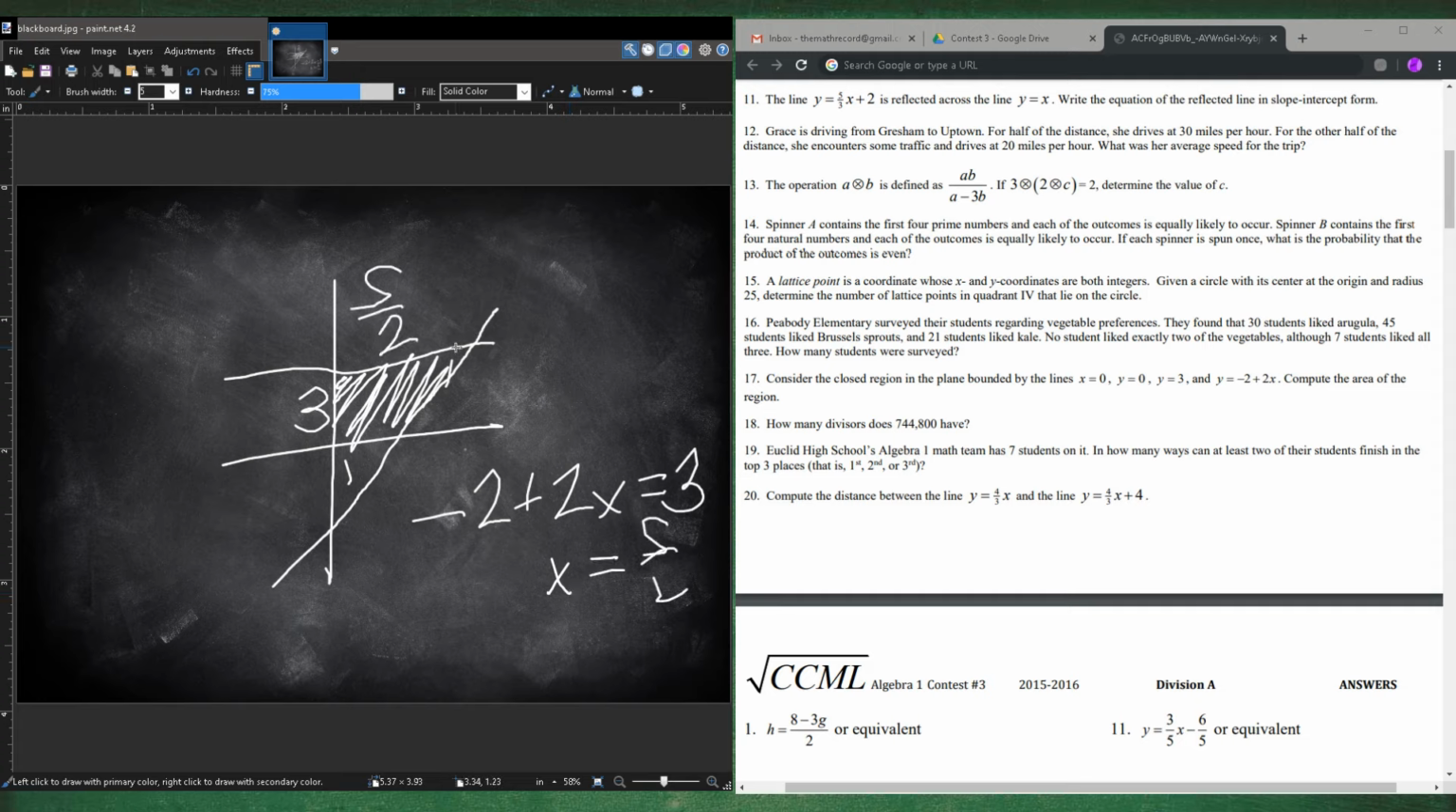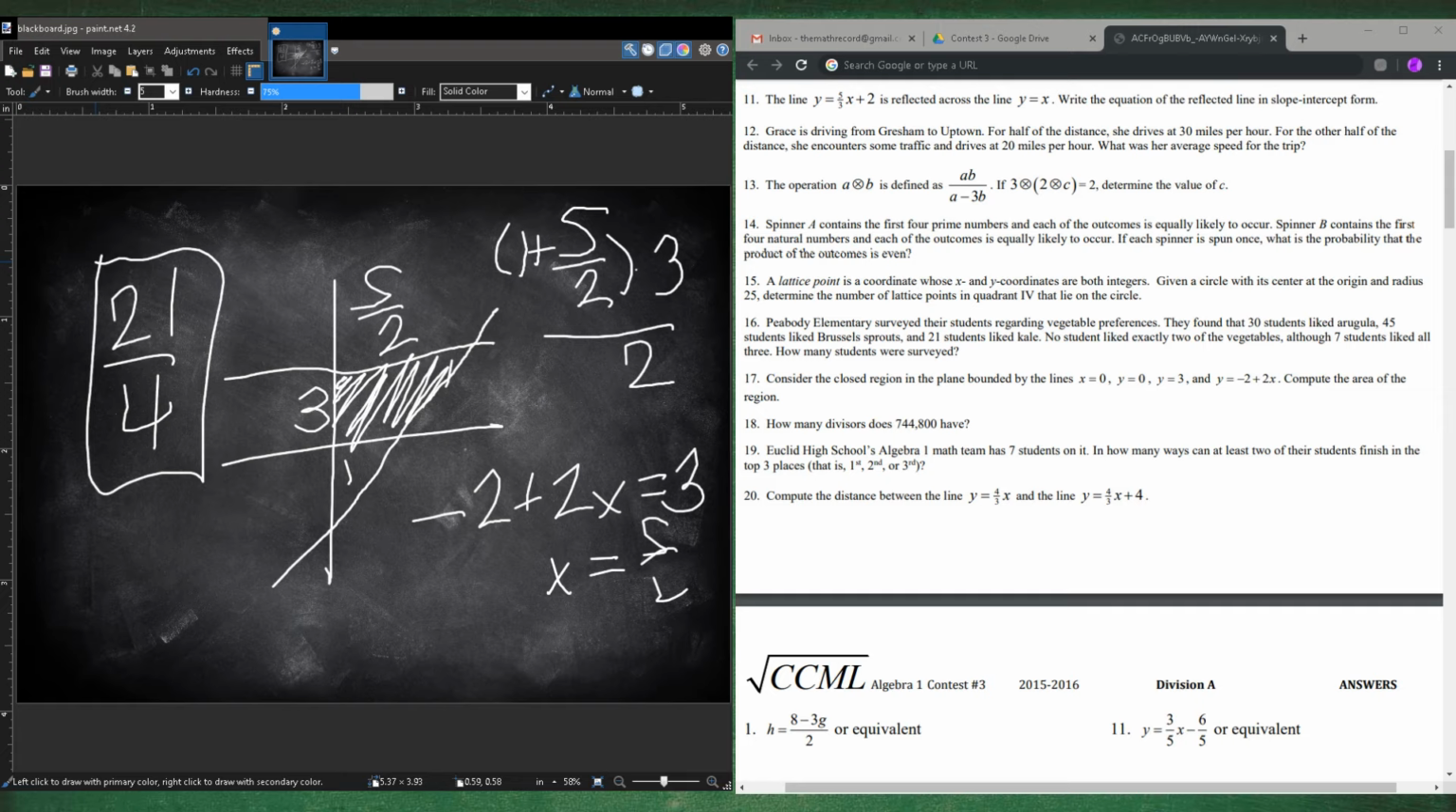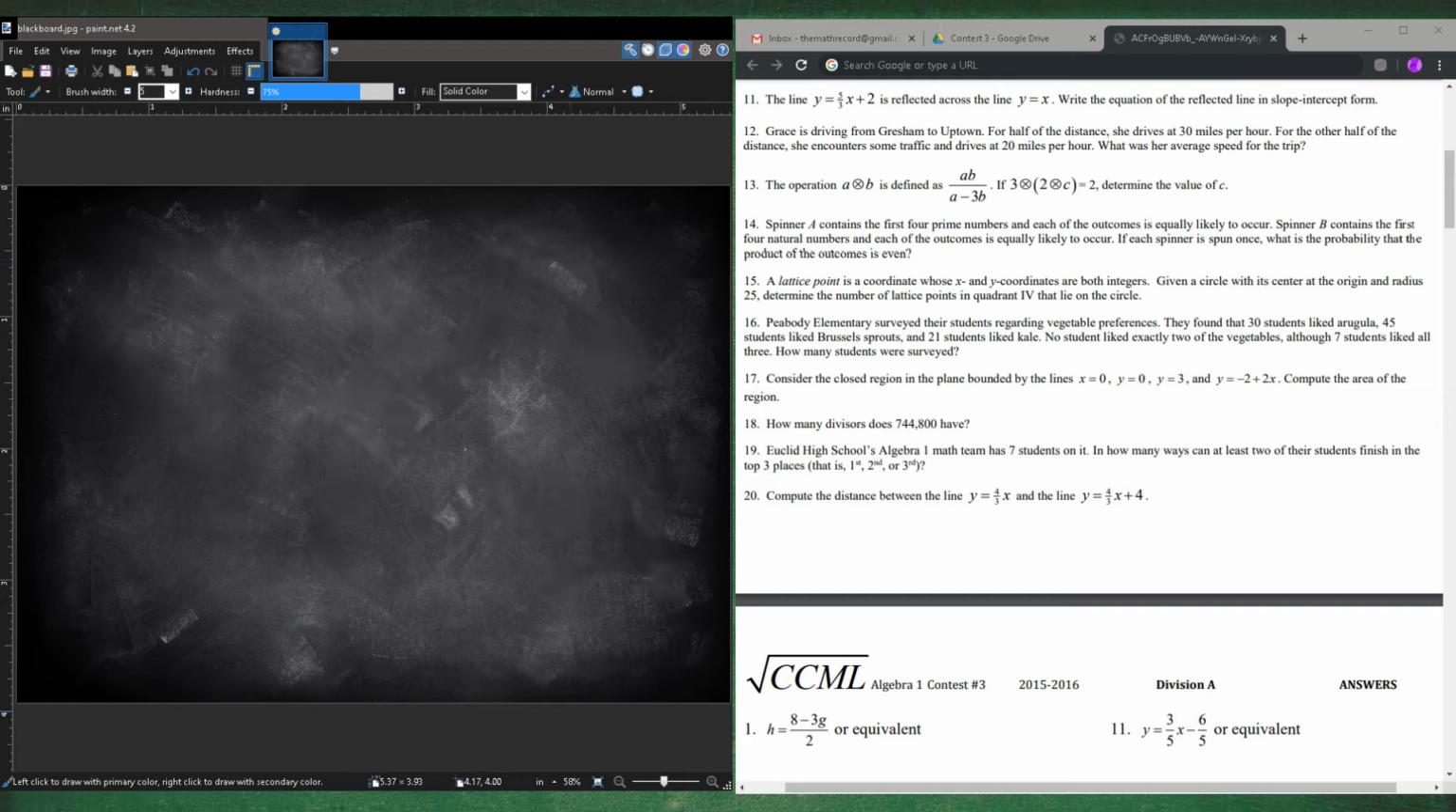So this is the area of a trapezoid. To find the area of the trapezoid, it's just base 1 plus base 2, times the height, divided by 2. So you have 5 divided by 2 plus 1, times 3, divided by 2. So you have 21 divided by 4. And that's your area. Just draw a picture and you should be fine.